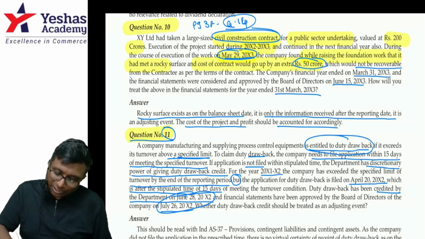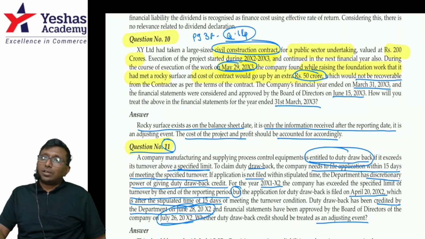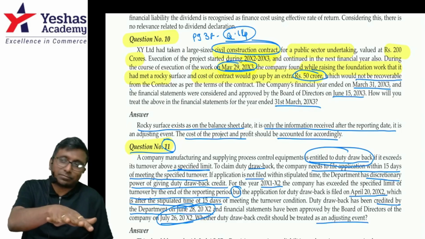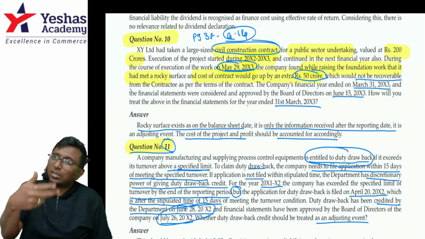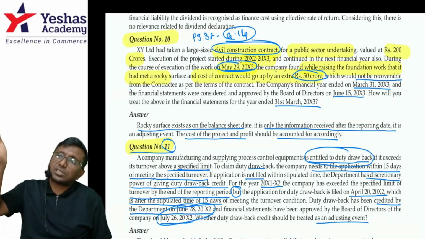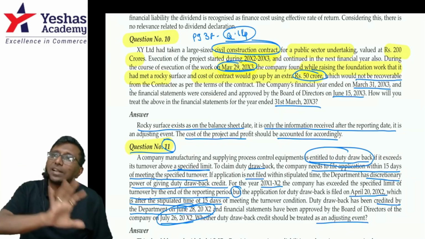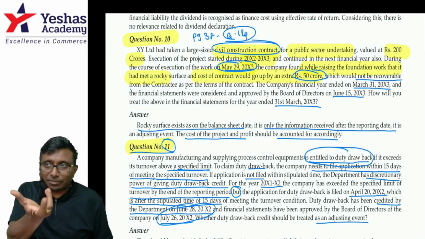So now, whether the duty drawback credit should be treated as an adjusting event or a non-adjusting event. Non-adjusting. Why non-adjusting? First of all, as on 31st March, were you having a right? No. You filed the application also later. That was his decision. His decision was to give the money on June 26th. Till that date, you did not know whether you were entitled or not. Do you agree with me? But subsequently, information has come or not?